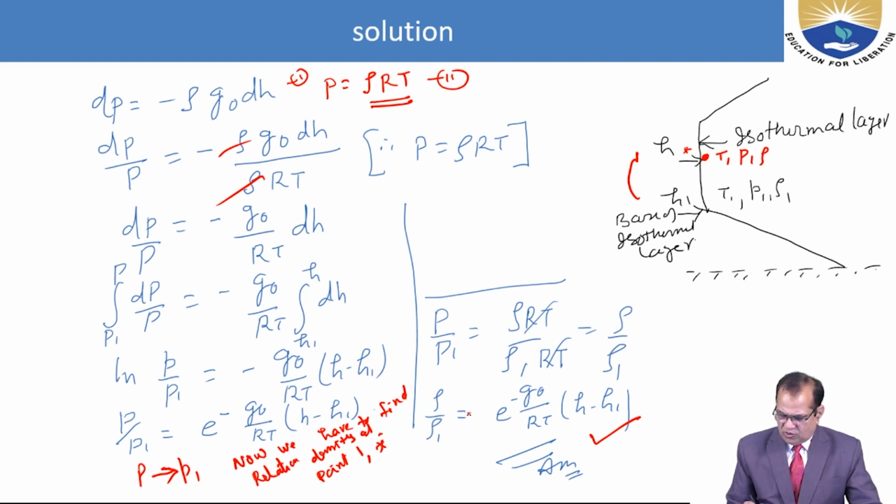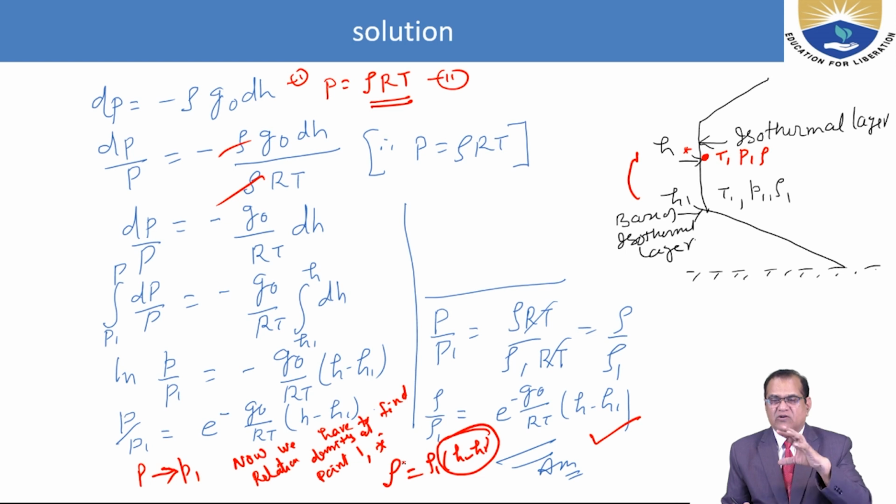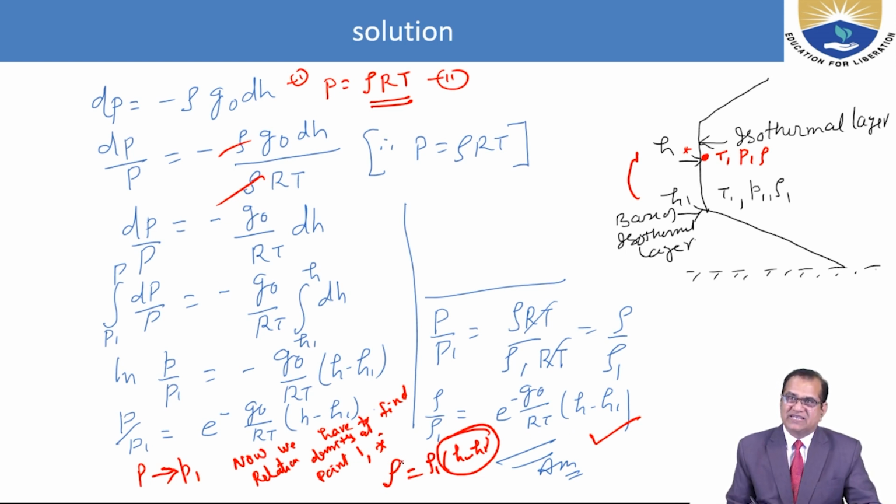So here rho by rho 1 is related to the difference of the height, H minus H1. As you increase the height, that much your rho will be decreasing. So that is the relation which we require to get in this solution. Hope it is very much clear.